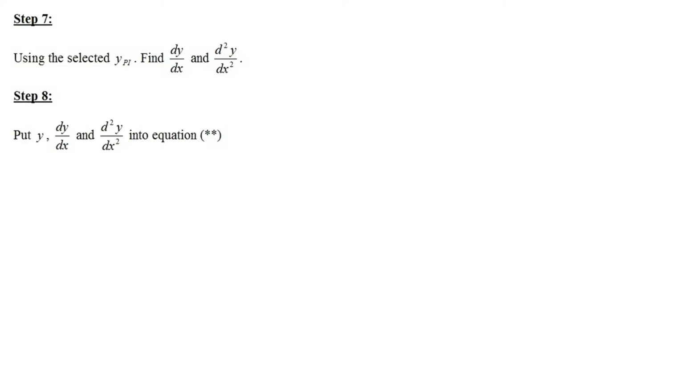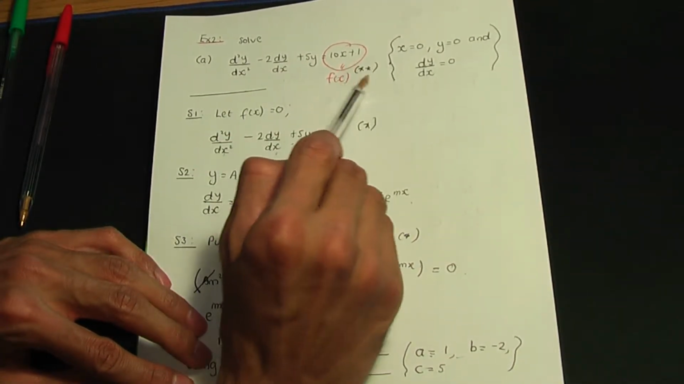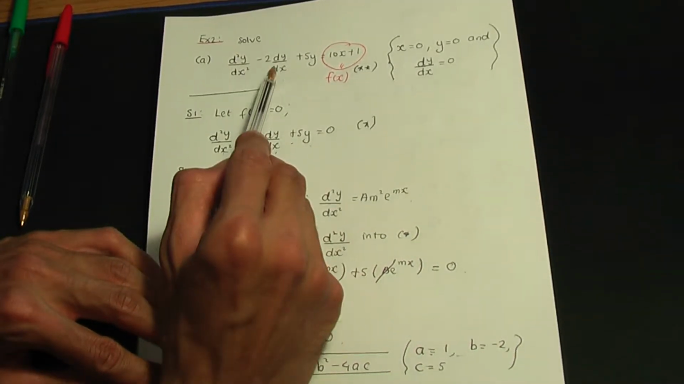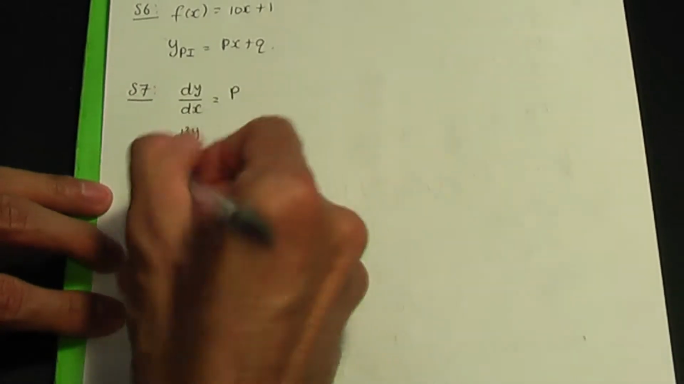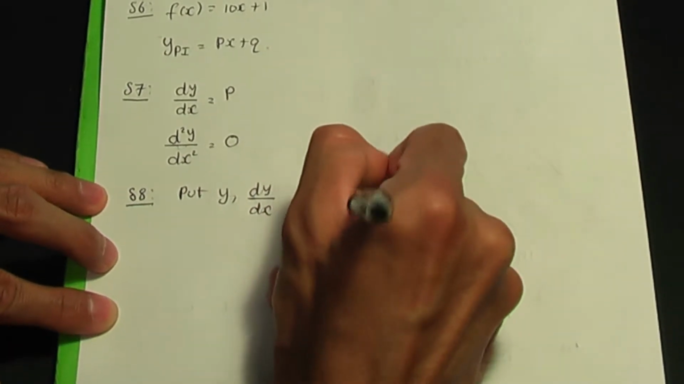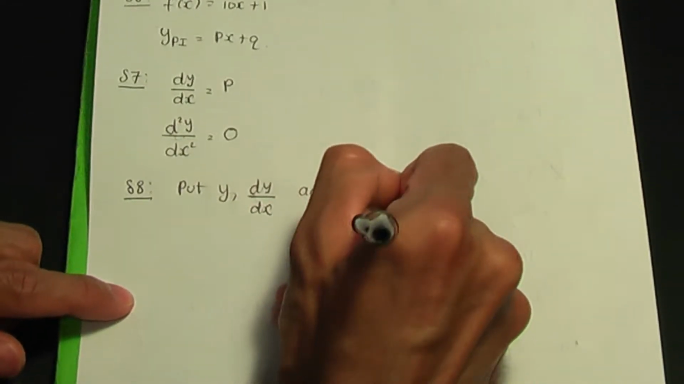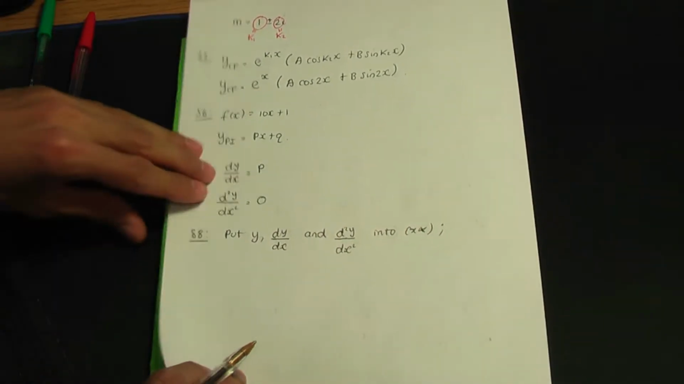So back to the screenshot. Remember, step number 8 is to put our results for y, dy over dx and d2y by dx squared into double star. And remember, double star is the main equation that we have in question. So back to the paper and pen. Looking back, double star is this main equation here. Okay, so here's our equation double star. So we need to put our results for y, dy over dx and d2y over dx squared into this equation. So let's do that. So put y, dy by dx and d2y by dx squared into double star.